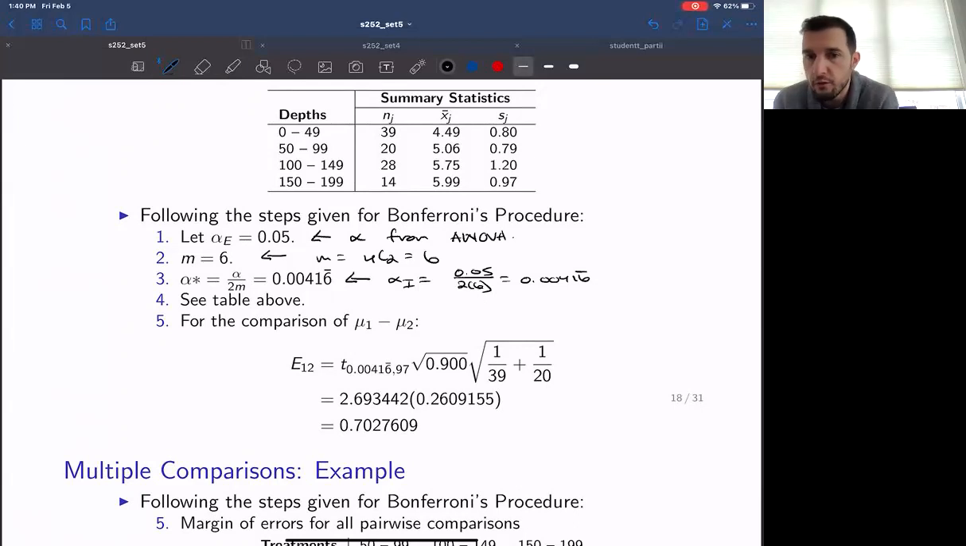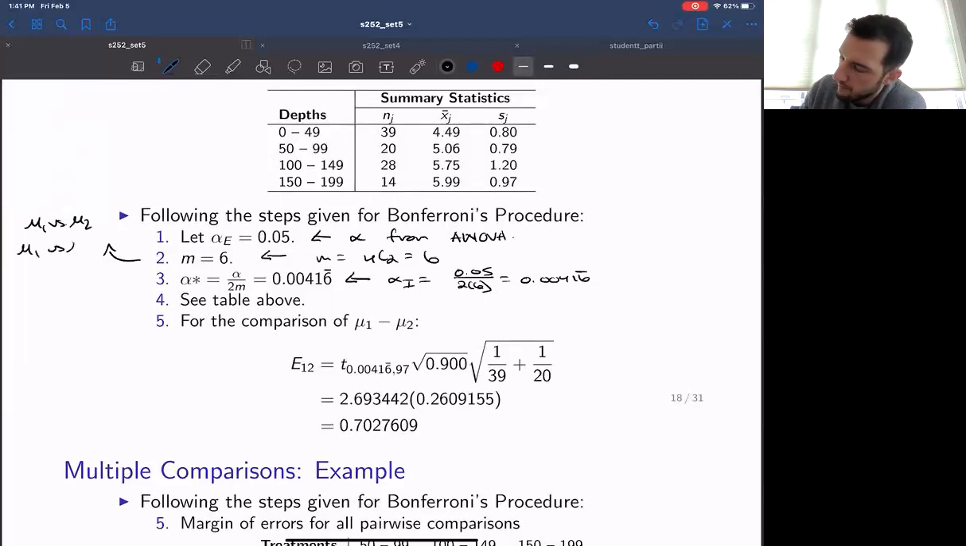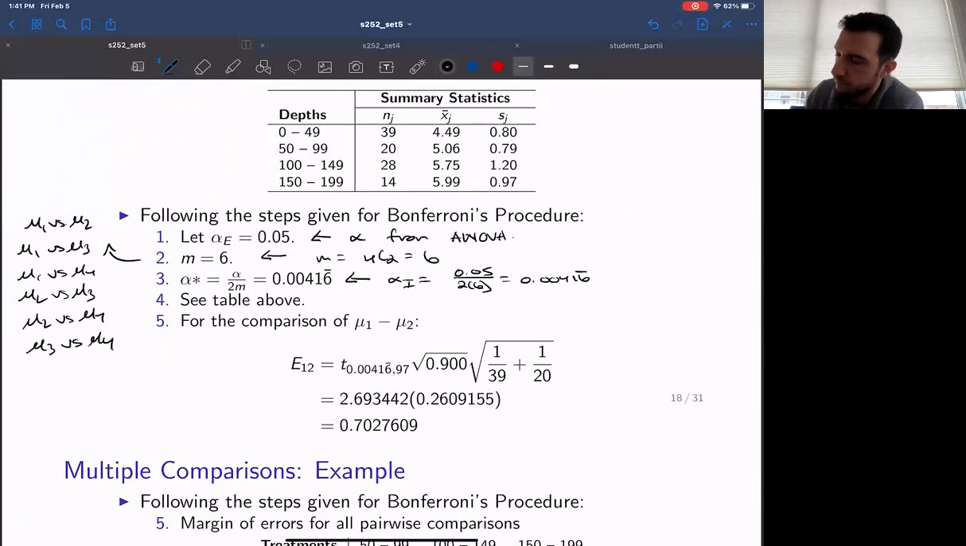Okay, now what we have to do is compute the margin of error for each different combination. So these 6 combinations are going to be mu1 versus mu2, mu1 versus mu3, mu1 versus mu4, mu2 versus mu3, mu2 versus mu4, mu3 versus mu4. So those are the 6 combinations that we are interested in considering.